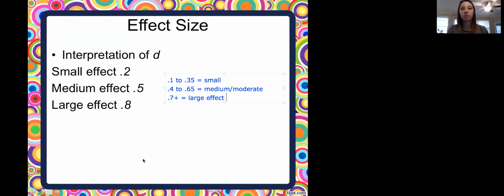So again, with Cohen's d, these are not rigid guidelines. These are kind of flexible. So somewhere in the 0.1 to 0.35 range, that's kind of small. In the 0.4 to 0.65 range, that's medium to moderate. Anything above 0.7 or 0.8, that's large. It's also important to keep in mind that these are absolute values. So even if you get a negative 0.8, that's large. Even if you get a negative 0.2, that's still small. So these are absolute values. So that's how you interpret your Cohen's d.